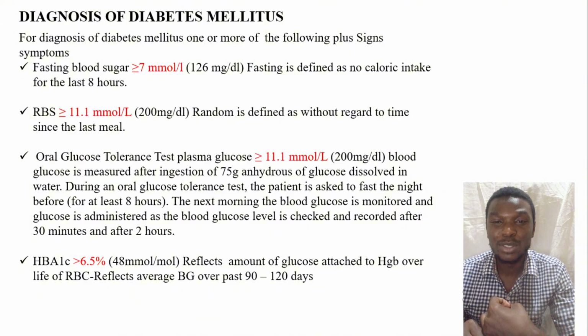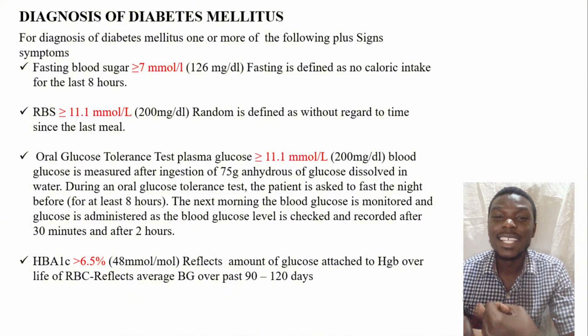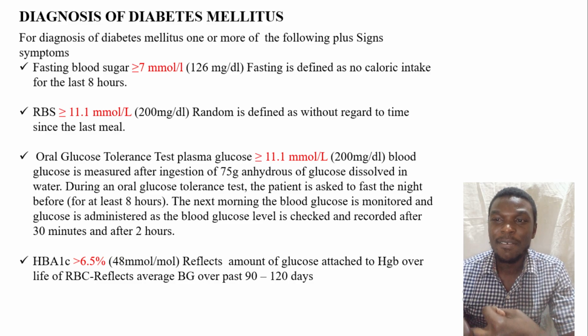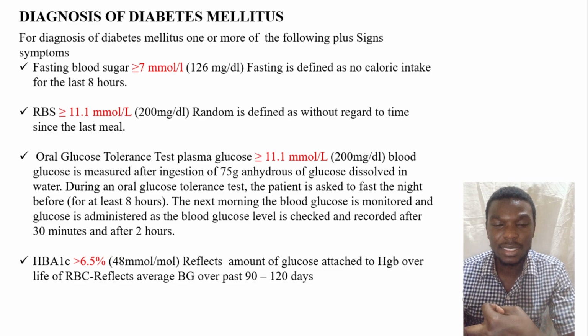Then you check their blood sugars. Then you give them some food. Then you check their blood sugars again. If they are more than 11.1 millimoles, then you'd say they are diabetic.